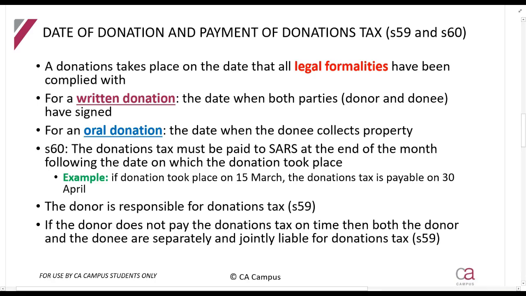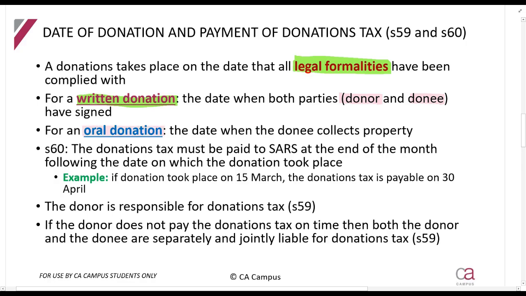They say the donation takes place on the date when all the legal formalities have been complied with, basically the legal formalities in terms of our South African laws. If it's a written donation, where I write on a piece of paper that I'm donating this to you, then it's the date when both parties have signed: the donor, the person making the donation, and the donee, the person receiving it. So the last signature date.